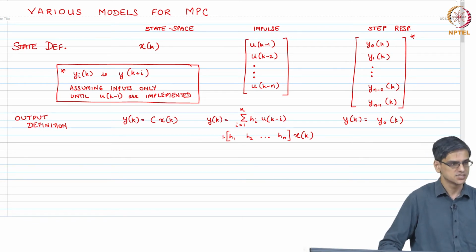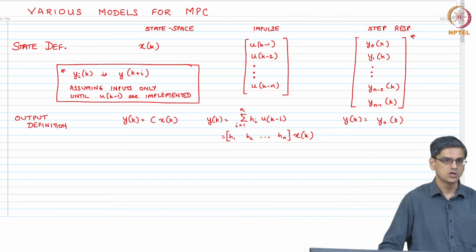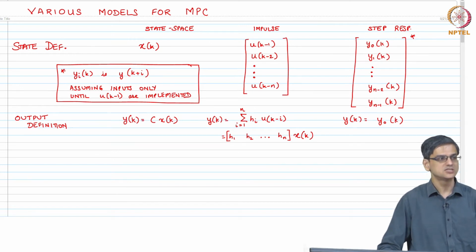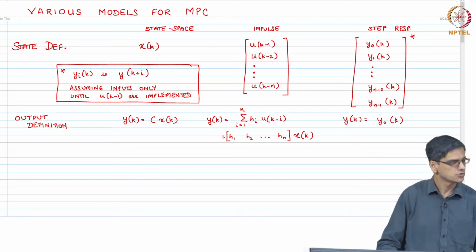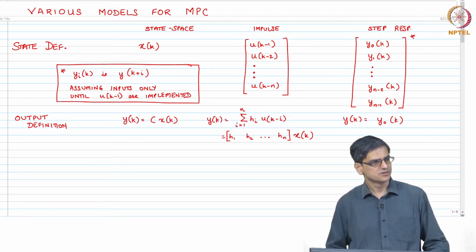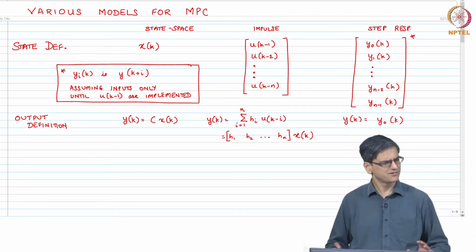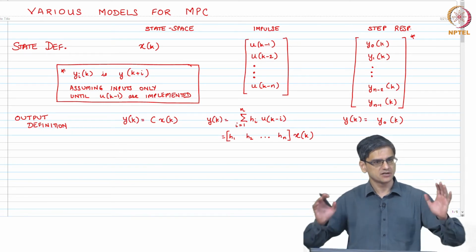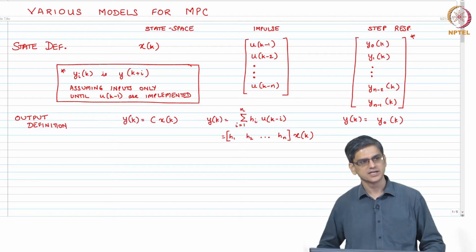We will assume D as 0. There is no direct feedthrough. We are looking at strictly causal models. Duk is still a causal model, it is just not a strictly causal model. We are just going to look at strictly causal models. This is our output definition. The output definition is relatively straightforward: once you have your state in your memory, you can get the output.